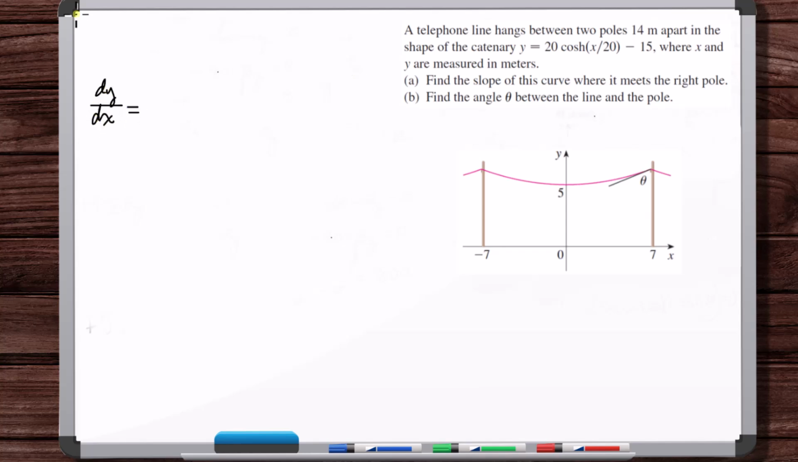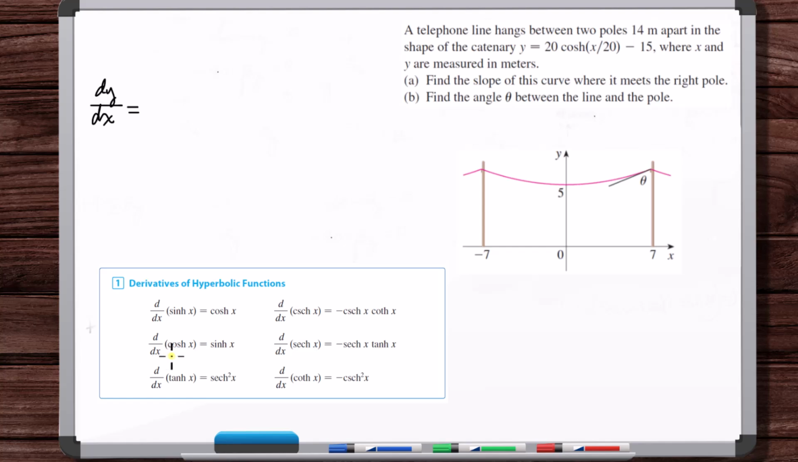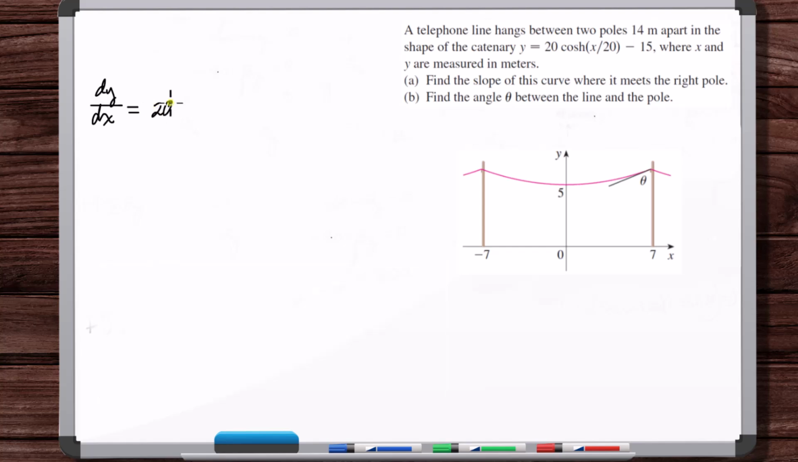So dy/dx: the derivative of hyperbolic cosine is hyperbolic sine. So 20 times hyperbolic sine, but now the chain rule, so what is the derivative of x over 20? That's 1/20. And then the derivative of 15 is 0, so dy/dx is hyperbolic sine of x over 20.